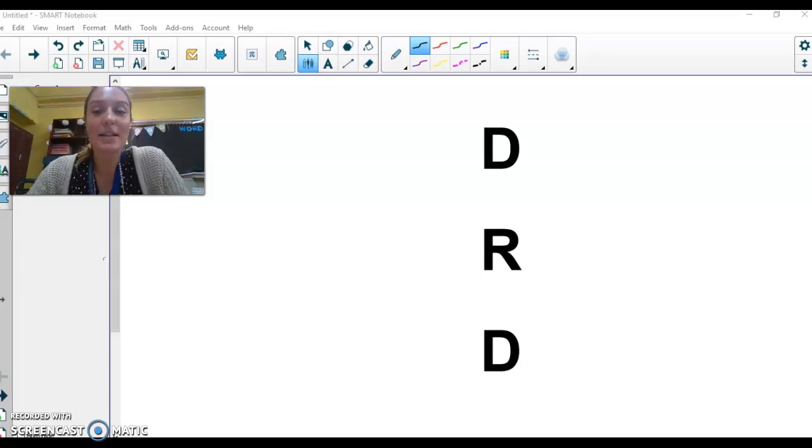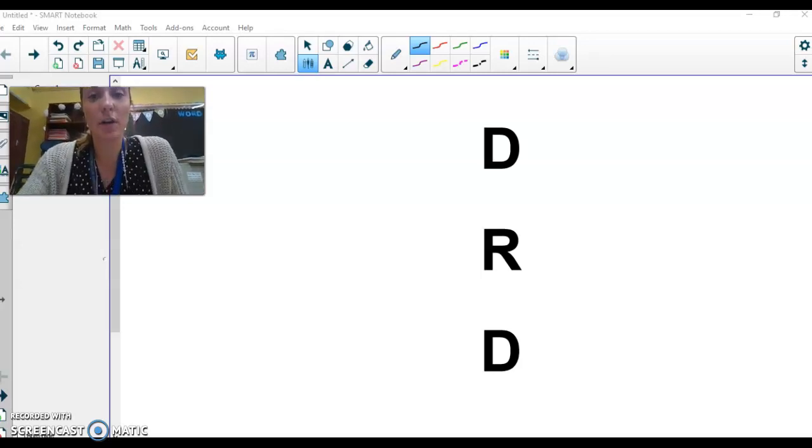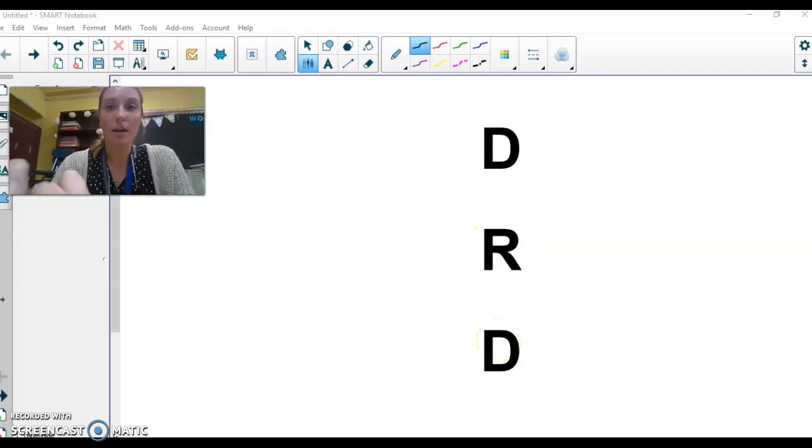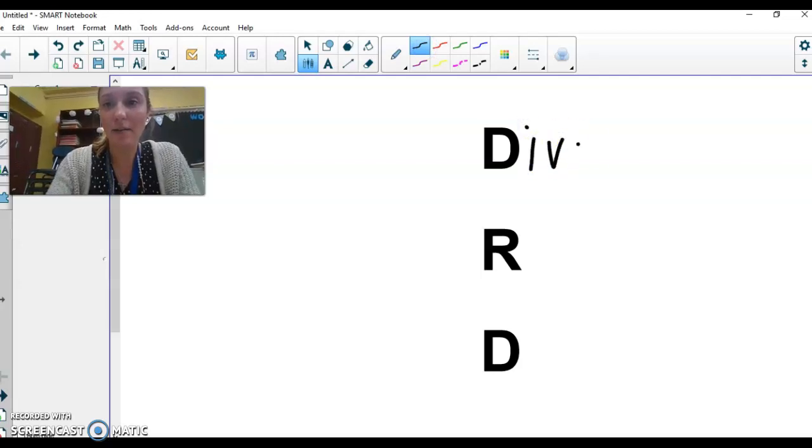Hello everyone. Today we're going to be learning how to convert an improper fraction to a mixed number. We're going to use these three letters, D, R, D, to help us do this converting. So our first D stands for divide.